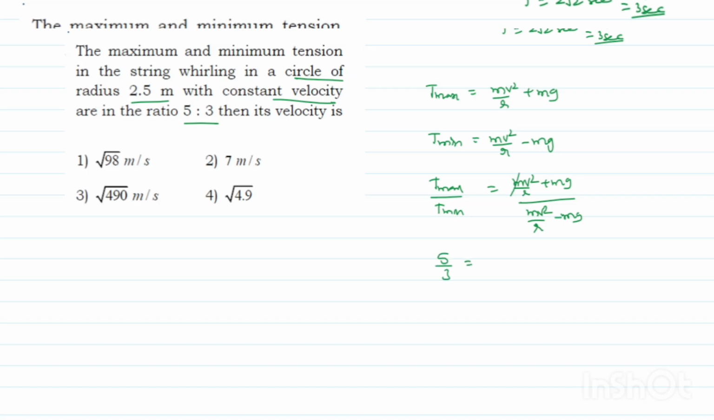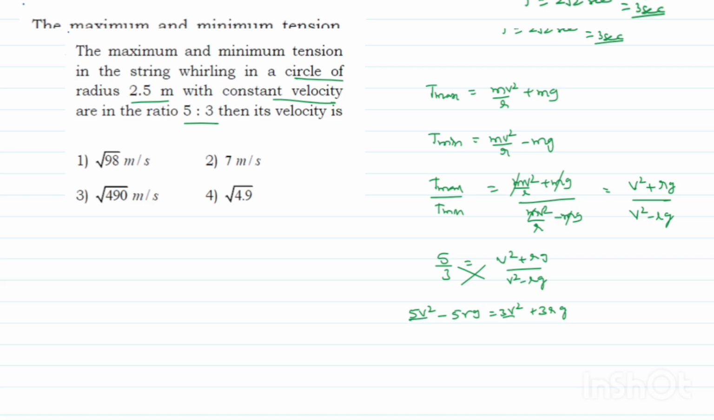Which will be equal to, eliminating m by taking it common in both numerator and denominator, and taking the LCM, v square plus rg by v square minus rg. The r and r you have to remove in both numerator and denominator. When simplifying, this is v square plus rg by v square minus rg. You just cross multiply this, students. 5v square minus 5rg will be equal to 3v square plus 3 into rg.